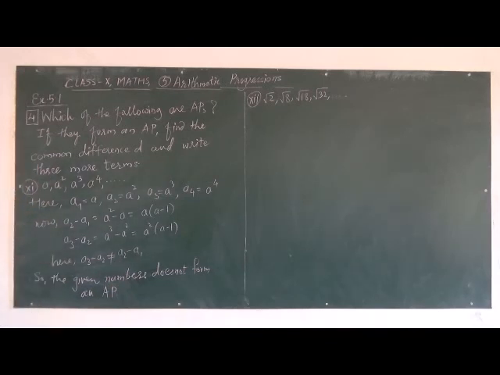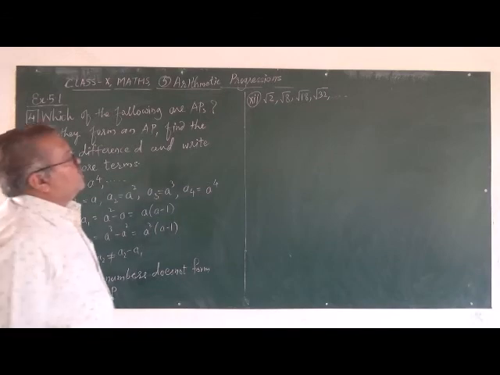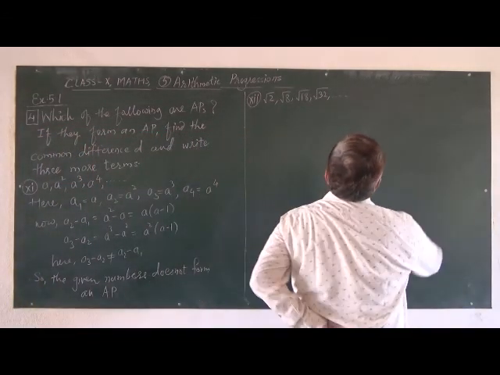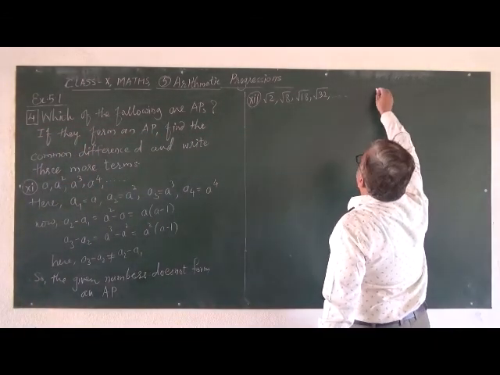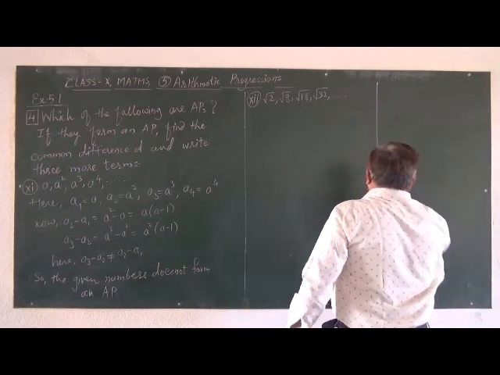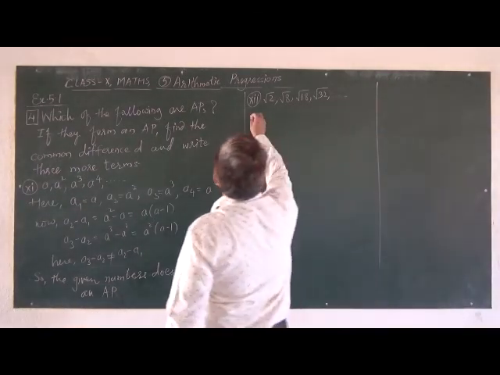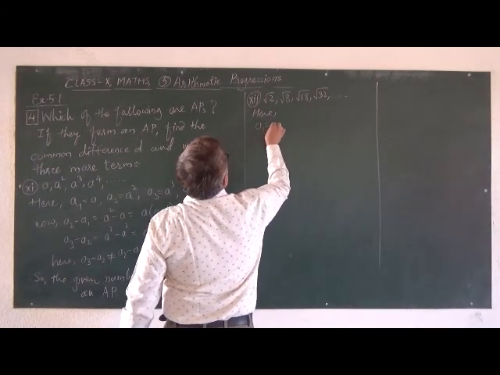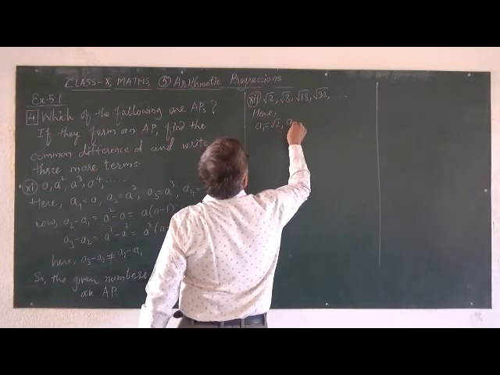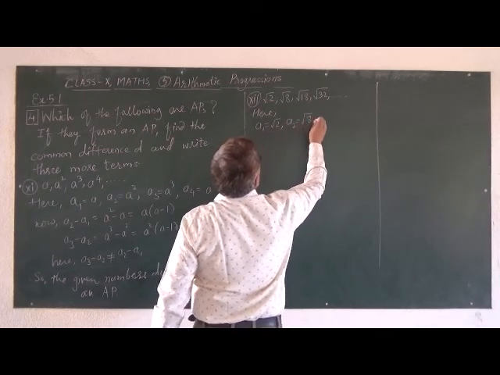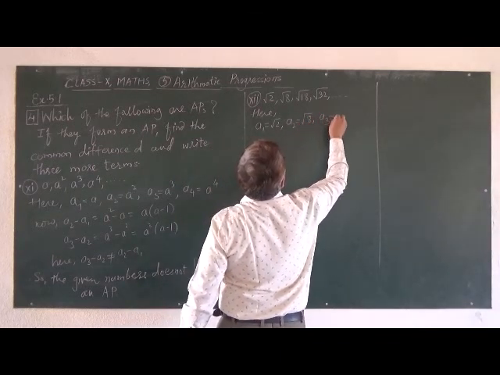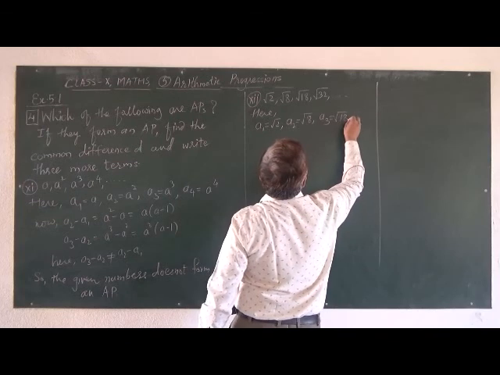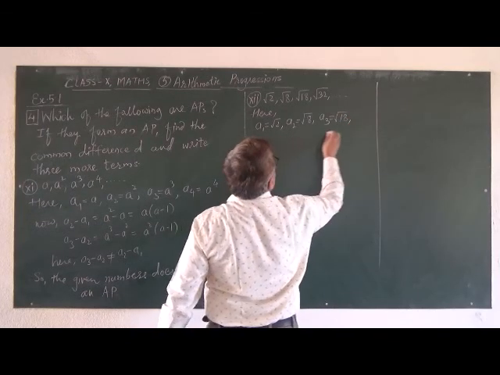Let us see the 12th sub question. Root 2, root 8, root 18, root 32. Okay, let us see. Here A1 is root 2, A2 is root 8, A3 is root 18, A4 is root 32.